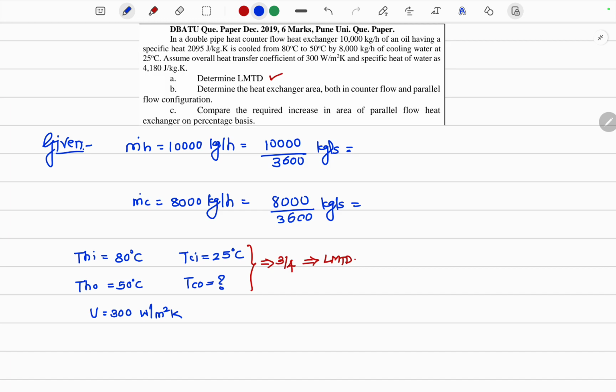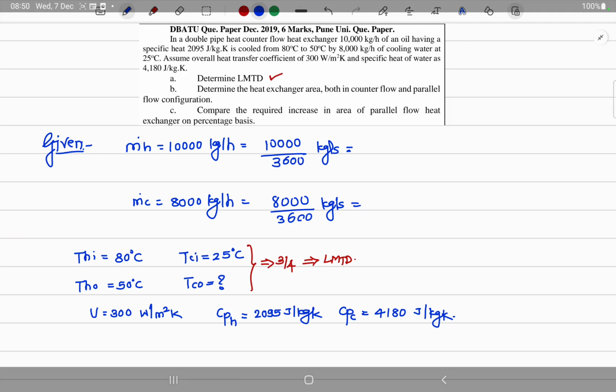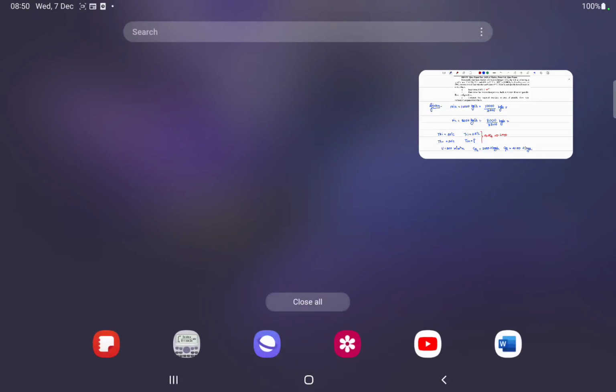And the specific heat of hot fluid, Cph, is 2095 joule per kg Kelvin, and Cp of cold fluid, that is water, is 4180 joule per kg Kelvin. Fine. So now the approach is clear. We will just get clarification about the mass flow rate. So 10,000 and 8,000. So we will start the calculation for this.